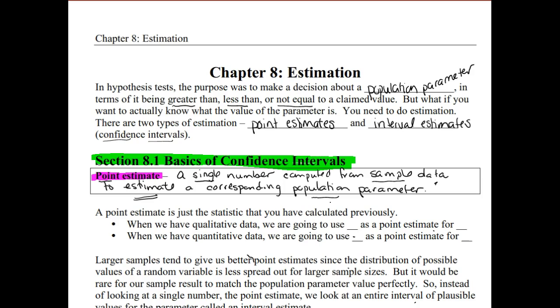So again, taking something computed from sample data and using it as an educated guess about something about the population. So doing inferential statistics. A point estimate is just the statistic that you've actually calculated in previous chapters. When we have qualitative data, we are going to use p hat as our point estimate for p. And when we have quantitative data, we're going to use x bar as our point estimate for mu.